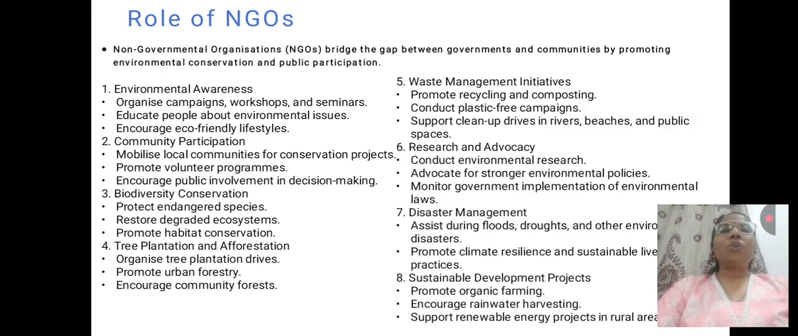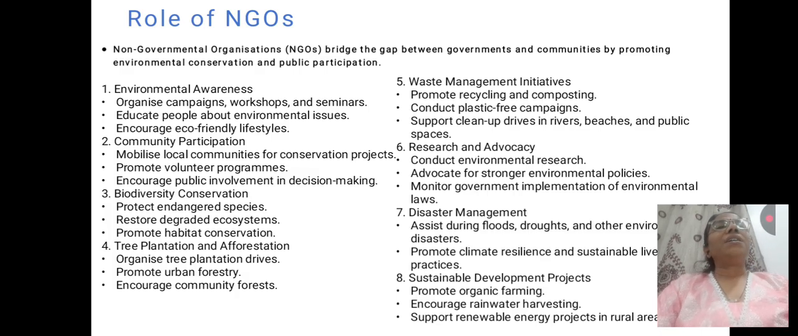Then the NGOs also play an important role in biodiversity conservation by protecting endangered species, restoring degraded ecosystems and promoting habitat conservation. Now there are different types of programs organized by the NGOs. For example, they organize tree plantation drives, promote urban forestry, and encourage community forests, which come under the tree plantation and afforestation programs run by the different NGOs which remain active in our India.